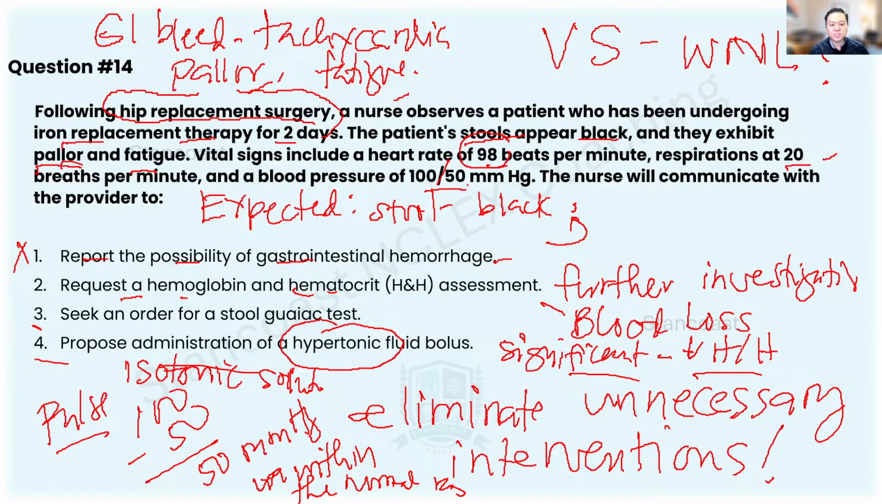If we are going to reestablish the circulation, if we are worried about the blood pressure, then use the isotonic solution to replenish the fluids in the vascular compartment. All right? So the correct answer here is going to be number 2. Request hemoglobin and hematocrit levels.